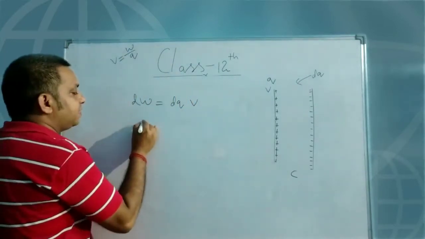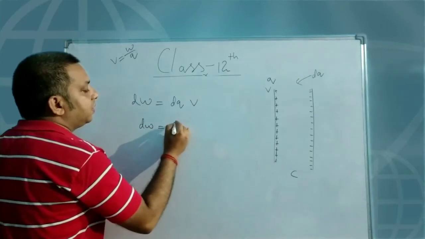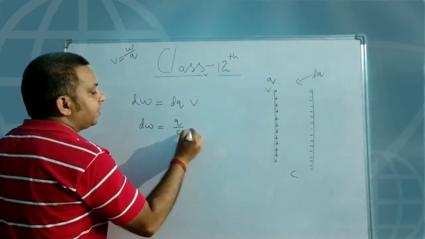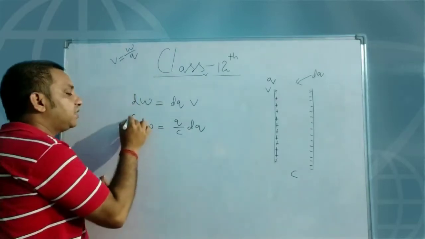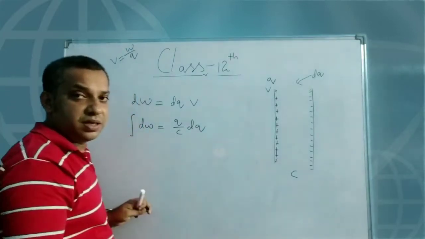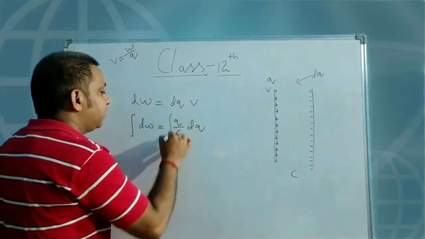So we have the function dW is equal to Q by C into dQ. We have to integrate this function from the initial condition to the final condition. So here we have to connect.